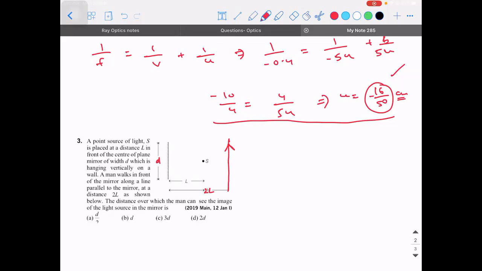The question asks for the distance over which the man can see the image of the light source in the mirror. So that is how much distance he can walk this side and this side so that he is still able to see the image from the mirror. After he crosses this particular point or this particular point at the bottom, he will no more be able to see the image. They're asking what is the distance that he needs to cover. Let me call this distance as capital D.